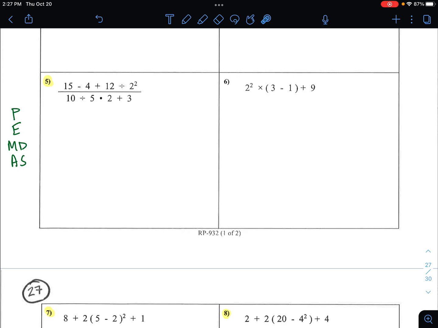Addition and subtraction are on the same level as well, because if you see both addition and subtraction, you'll go left to right. You won't always add first. Sometimes you'll subtract first, sometimes you'll add first. You'll see some examples here.